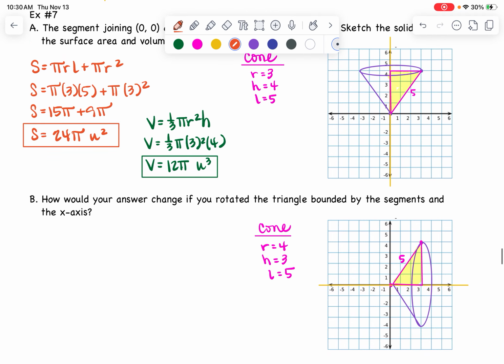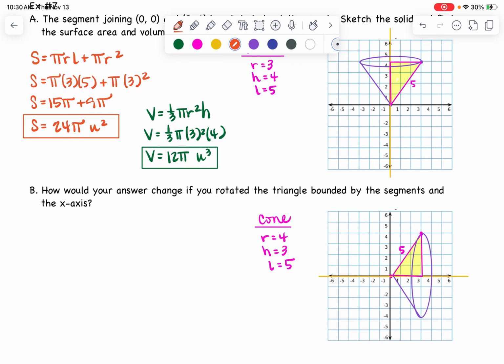Well, just like the cylinder one we did up top, if you have a different radius, the radius is being squared, so that's going to change everything. We have a much bigger base. Notice how much bigger the circle base is than on the other one. So it's definitely going to change our surface area.